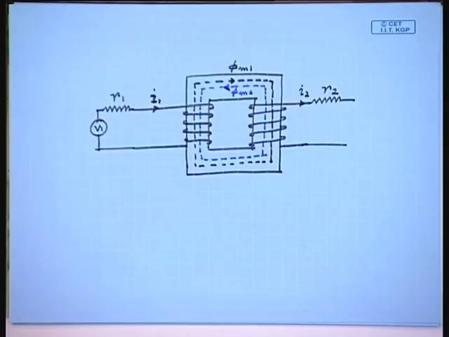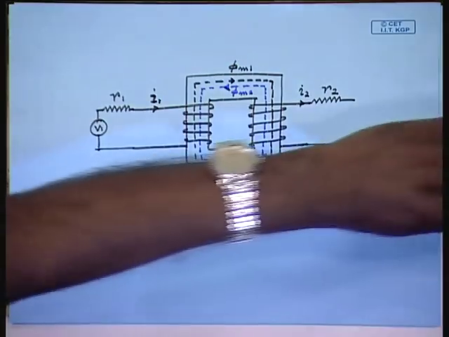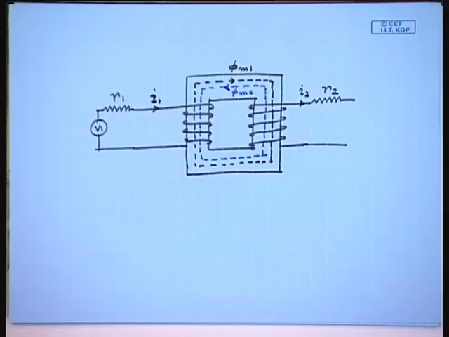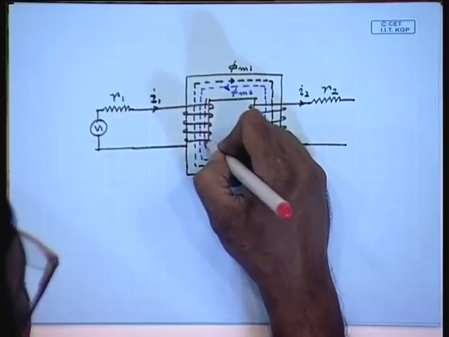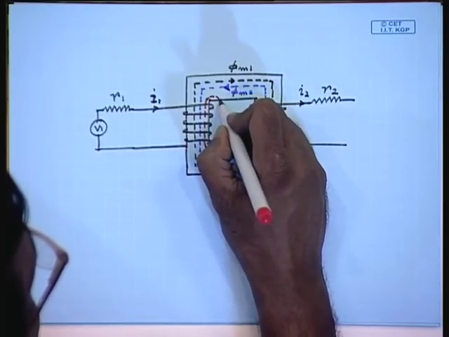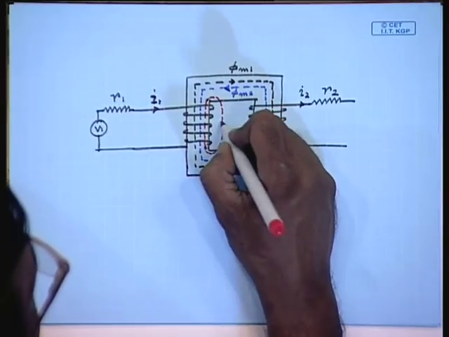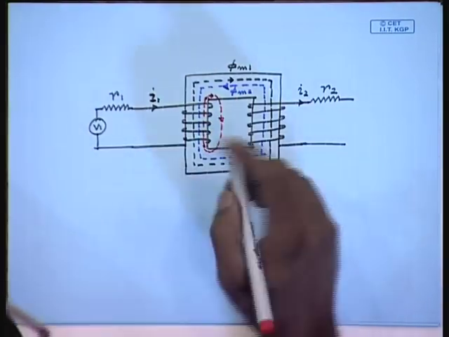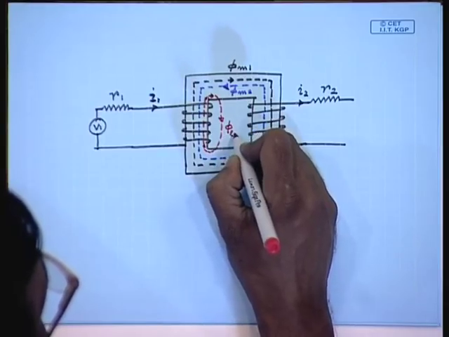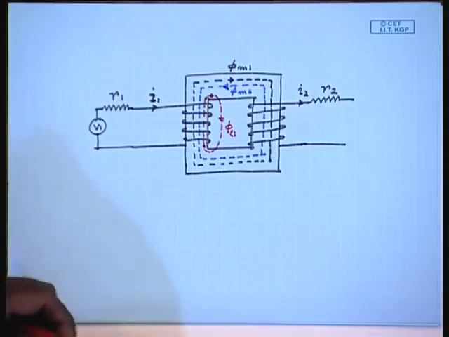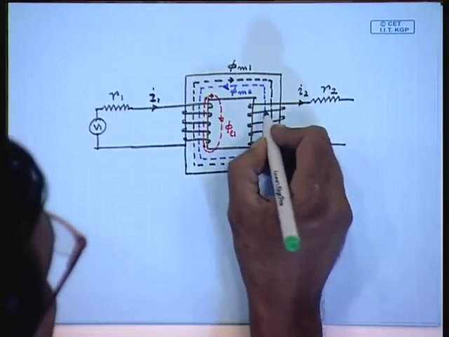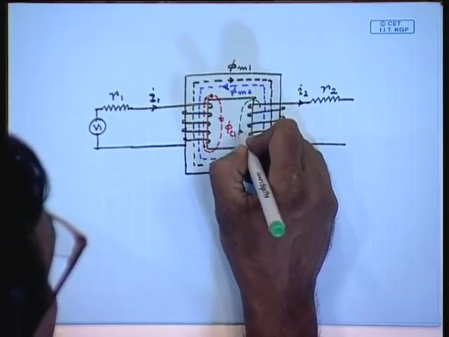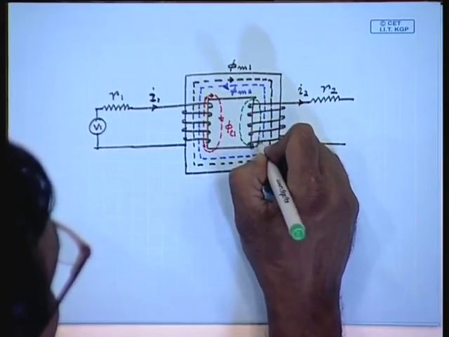However, in a practical single phase transformer, since the core is not infinitely permeable, there will always be some flux which will not flow entirely through the core, but part of it will flow through the air. This is called the leakage flux, call it phi L 1. Similarly, there will be leakage flux produced by current flowing in the second coil, phi L 2, which will link only coil 2 and not coil 1.